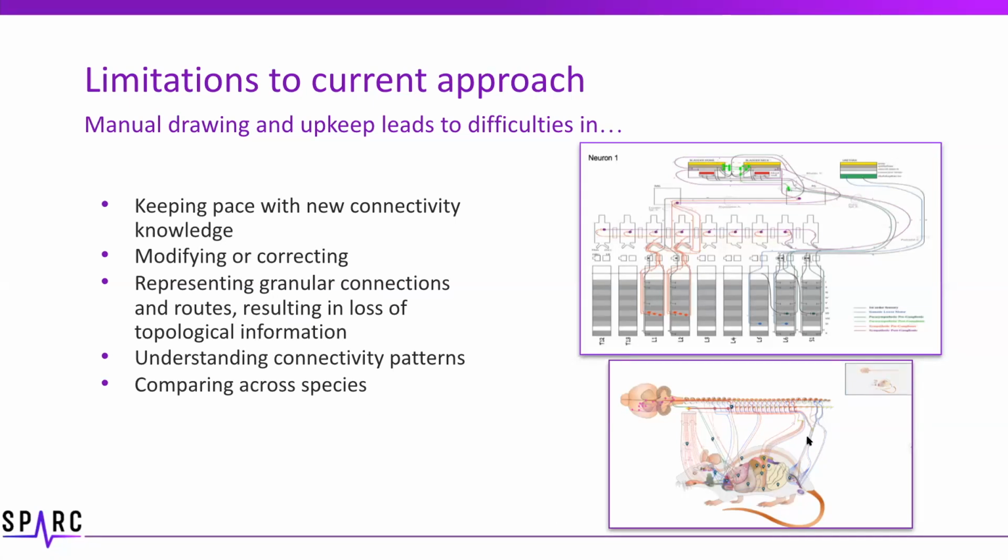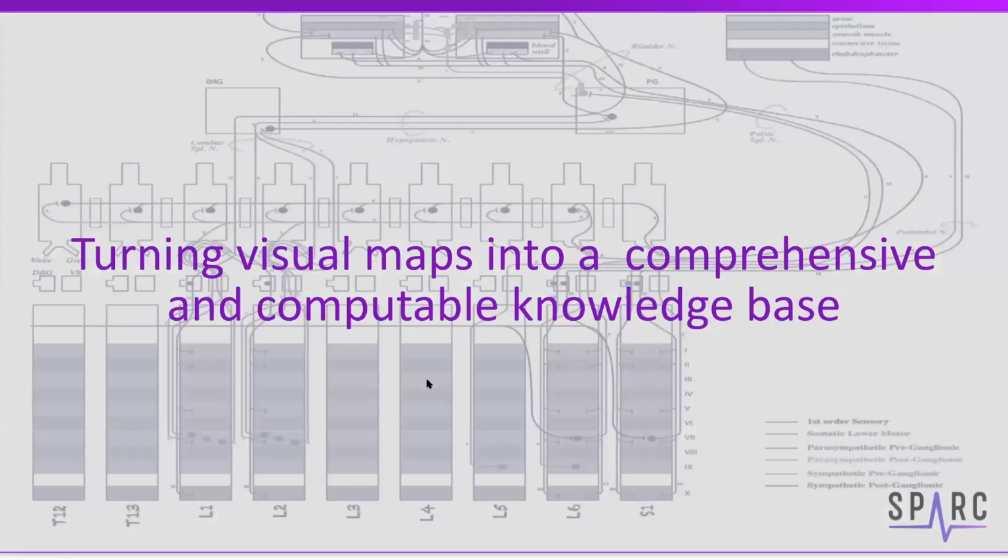So if you look at the way that roots are represented in the flat map as opposed to these subway maps that are being produced by Bernard and anatomical experts, there is a loss of topological information. If you want to try to understand connectivity patterns, right, being able to look at what structures are innervated or not is very difficult to follow through these manual maps. And if you want to compare across species and understand which of these connections come directly, for example, from the rat, or which ones are inferred from other species, all of those things are very difficult with the current manual system.